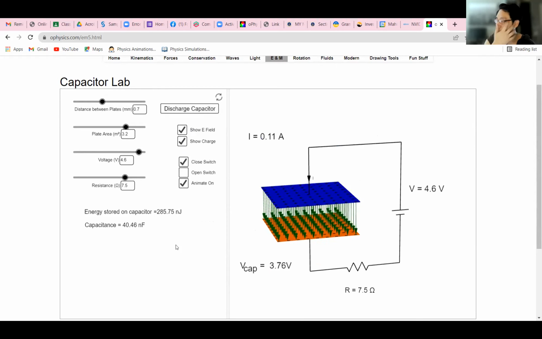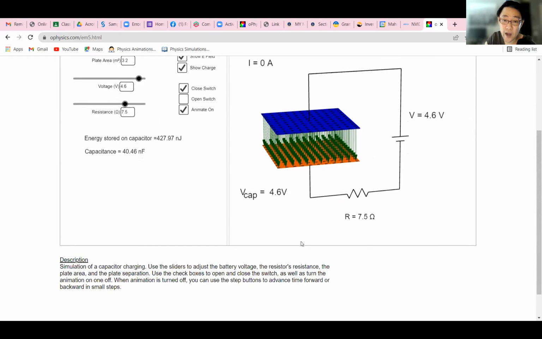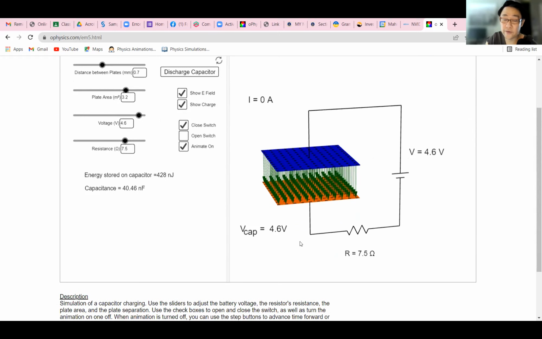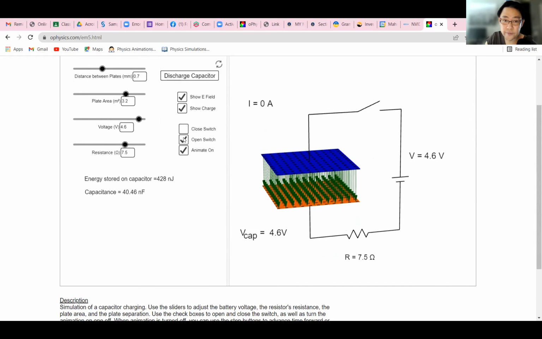We are eventually going to calculate the dynamics going on over here. But at first, you can see that there are arrows pointing down. The reason is that on the right side is a battery, so you have 4.6 volts applied to this parallel plate capacitor. The top plate turns positive while the bottom plate turns negative. This is the reason why there is a downward electric field.